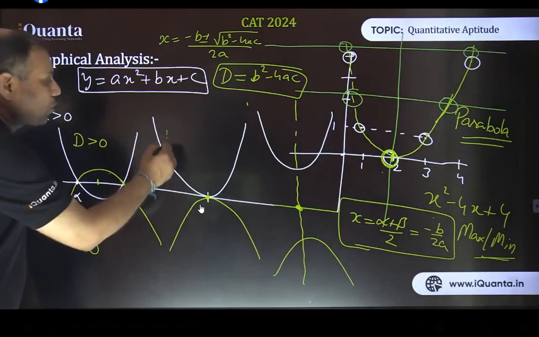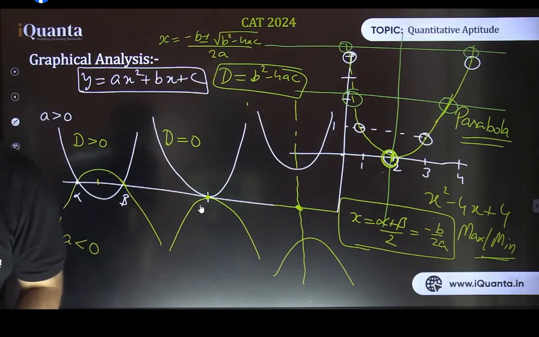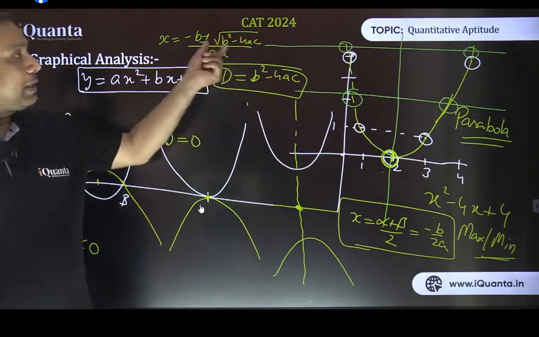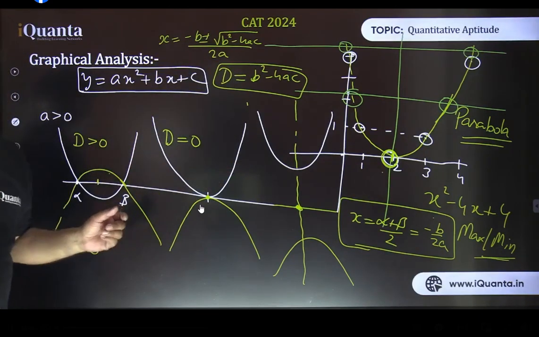But what if D is equal to 0? Mimansha, the discriminant is this only, b square minus 4ac. We are talking about this. As I said earlier also, this discriminant is going to tell us the nature of the roots, and we are seeing that nature of roots from this graph also. So we are just matching it here.